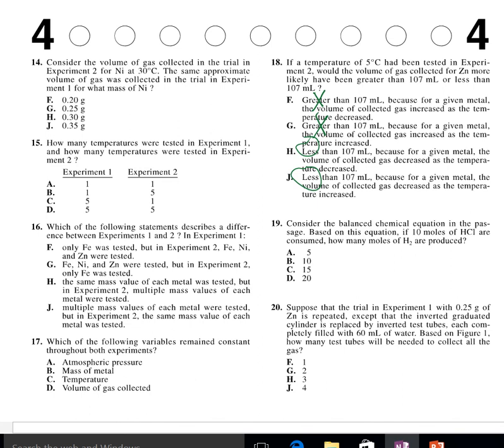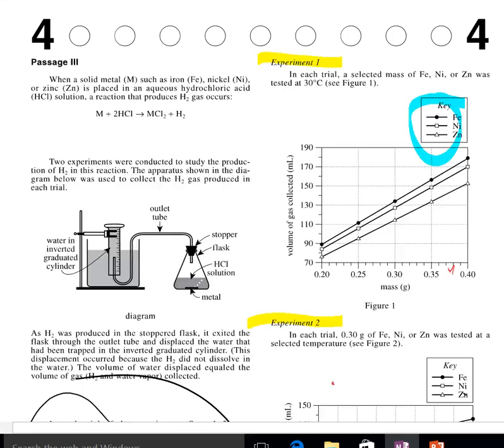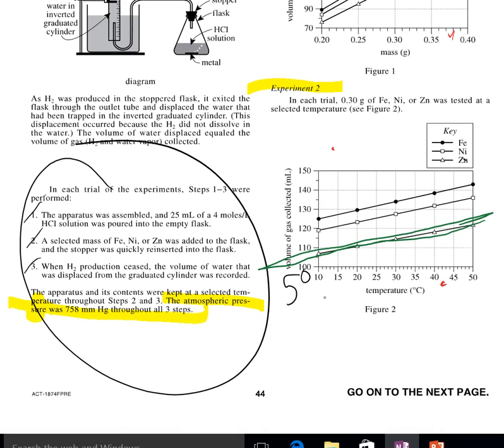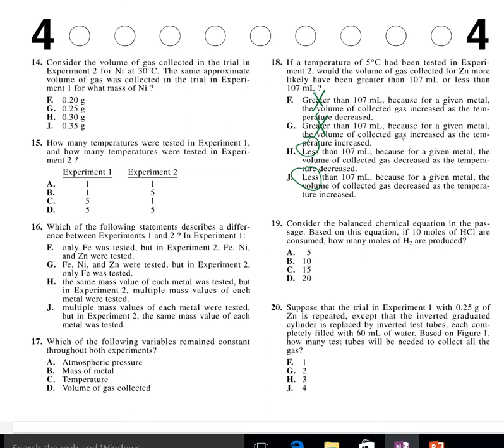So less than 107 milliliters, because for a given metal, the volume of collected gas decreases as temperature decreased. Or this one is asking you the same thing, but it's saying because for a given metal, the volume of the collected gas decreases as temperature increased. We're not seeing that at all. We're seeing as the temperature decreases, the volume of the gas decreases. So we know that the correct answer has to be H.